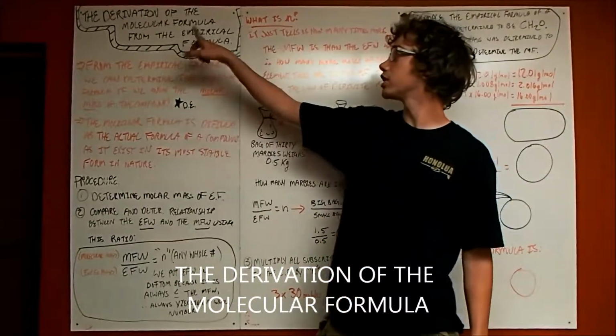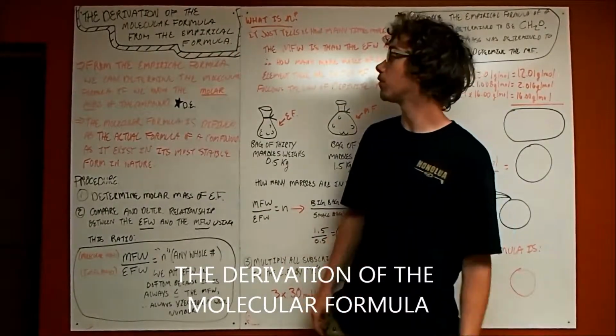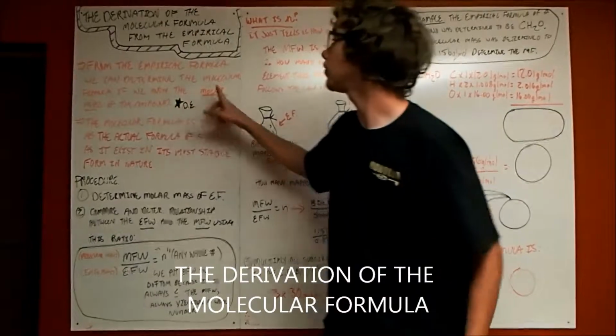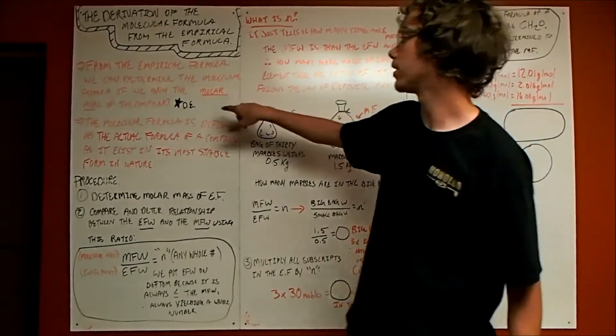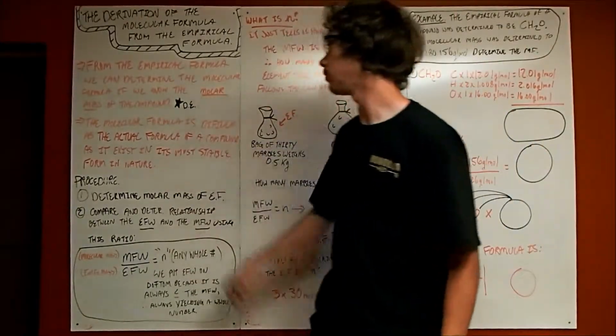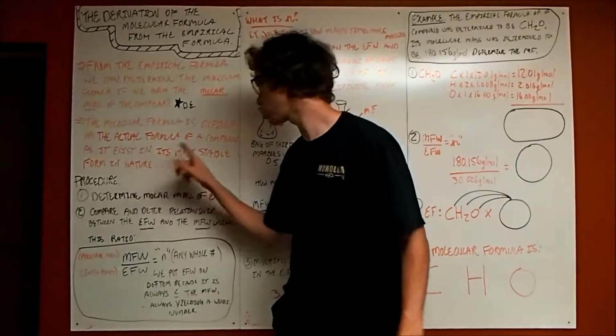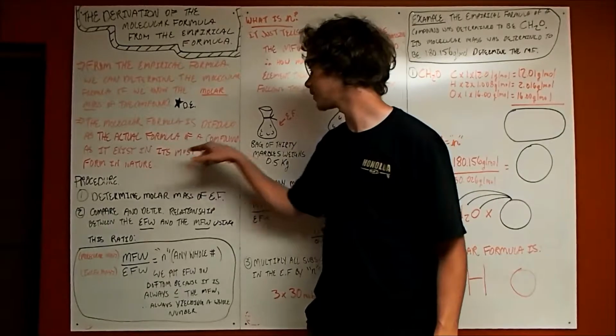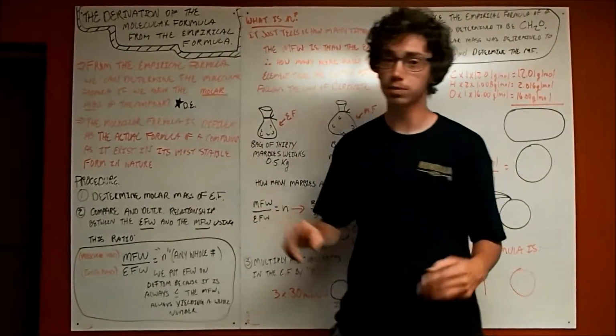We're going to talk about the derivation of the molecular formula from the empirical formula. From the empirical formula, we can determine the molecular formula if we know the molar mass of the compound, which is derived experimentally. The molecular formula is defined as the actual formula of a compound as it exists in its most stable form in nature, and therefore its most popular.